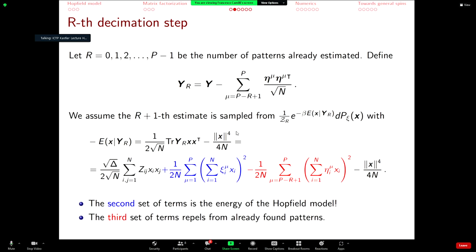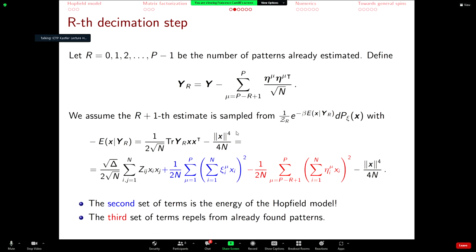This term is responsible for an effect that is desirable, but also for one that is not desirable. This term favors in probability those X configurations that are well aligned to patterns, because this guy goes at the exponent, it has a plus, and it is a sum of squares. On the contrary, we have a third red term that comes from the decimation itself, and this term repels. It penalizes in probability those X configurations that are too similar to what you have already estimated. This makes sense, because at each step you don't want to fall again in the same energy valley. You want to sample something different and get an estimate of all the matrices.